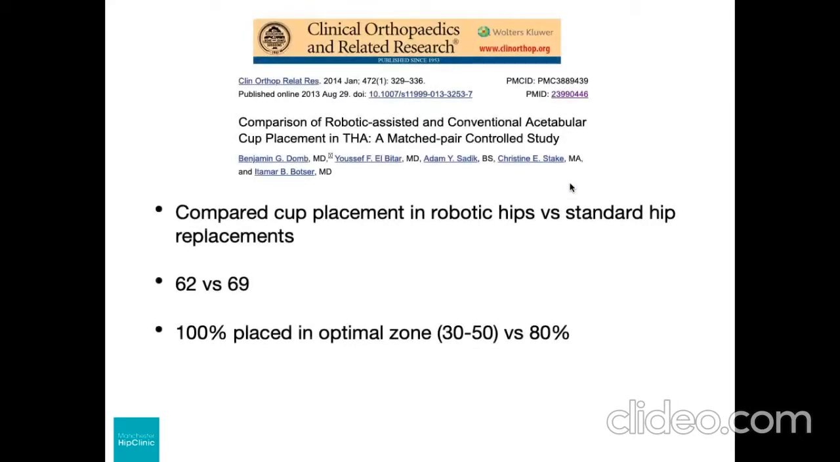So this was at the very beginning when they just wanted to show that it was actually safe and reliable. They compared a group of robotic hips versus standard hip replacements. And on the robotic side, 100% of the cups were put in that perfect position versus only 80% of the normal hip replacements. That's because essentially when you're doing it without robotics, you're really just eyeballing where you're putting the implants, no matter how experienced you are.